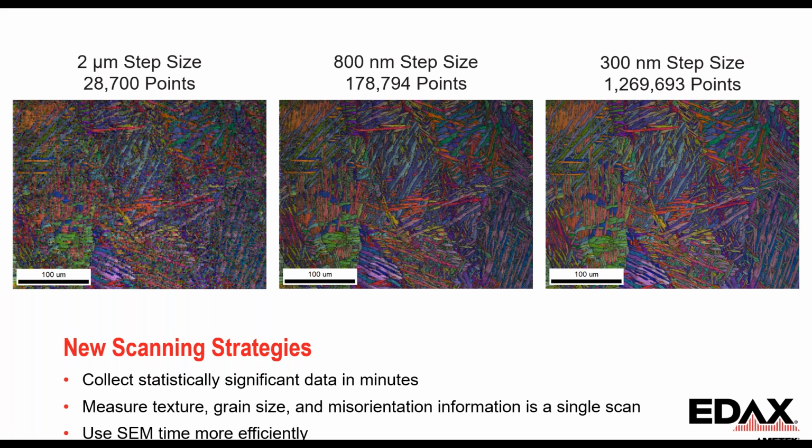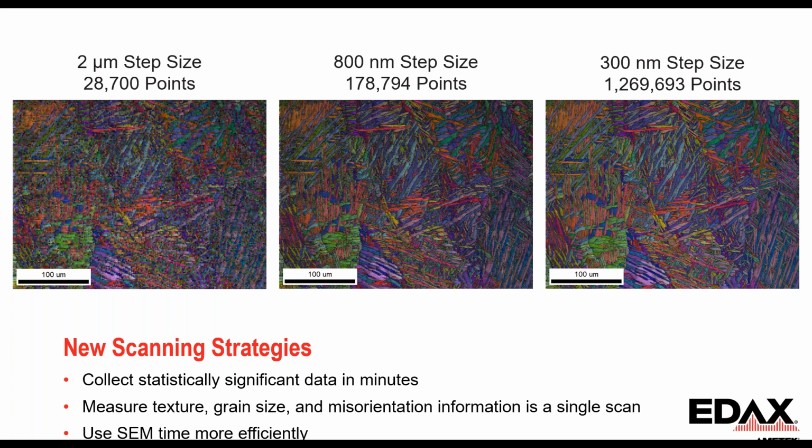So on the left, we have a 2-micron step size for about 30,000 points. In the middle, it's an 800 nanometer step size for 200,000, and on the right, it's a 300 nanometer step size for 1.3 million. And so you can see as we resolve finer and finer, the grains become a little bit more well defined. We can measure grain shape a little bit better, and the main thing we can see is with these high speeds, we can collect statistically significant data in just a few minutes.